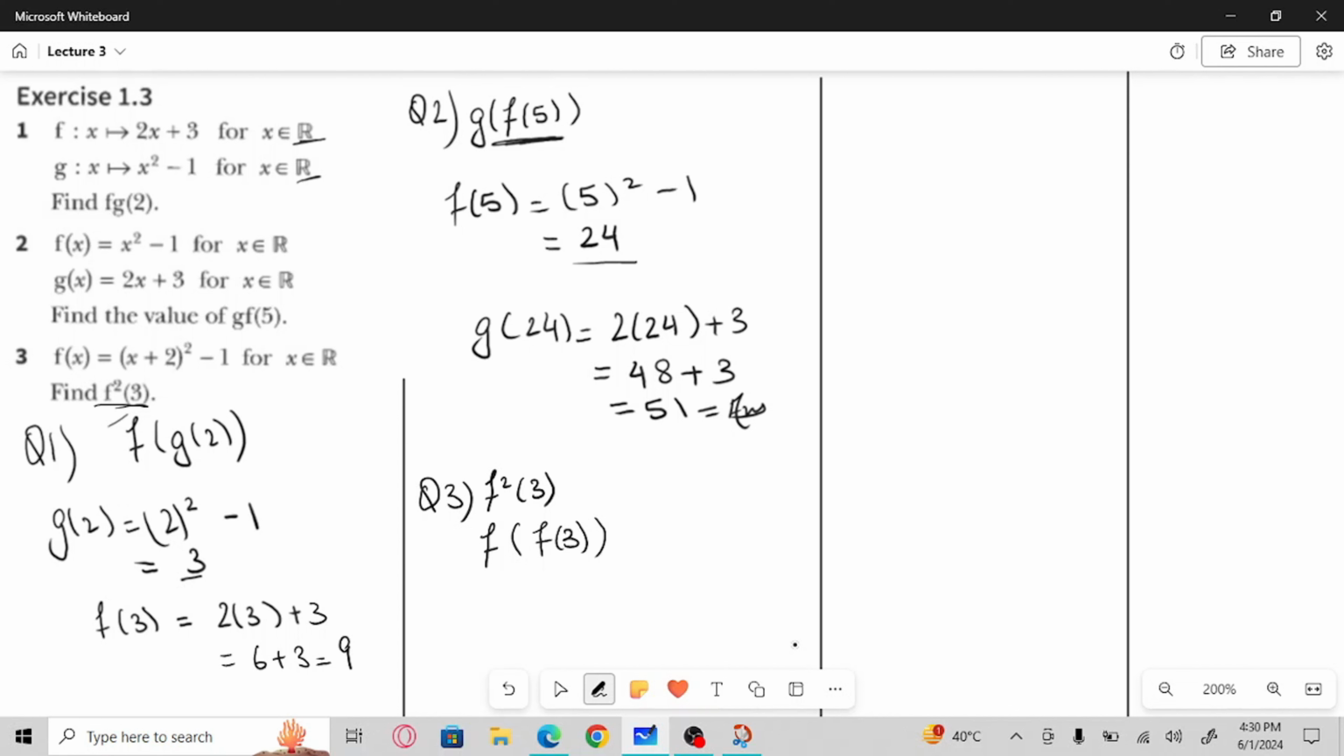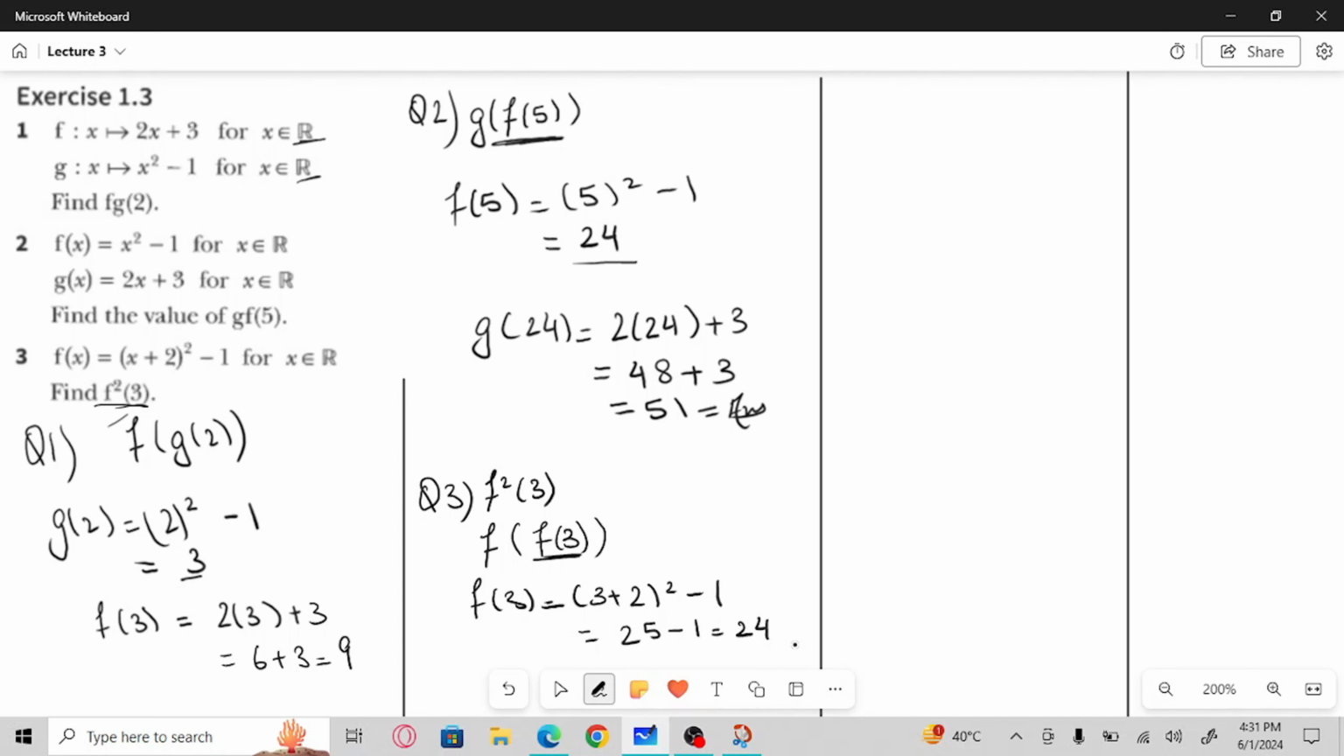Now find the first requirement, which is the function f in terms of 3. So f of 3 is equal to 3 plus 2 whole squared minus 1, for x belonging to the set of real numbers. So 3 plus 2 is 5, 5 fives are 25, minus 1 is equal to 24, and that's 24.